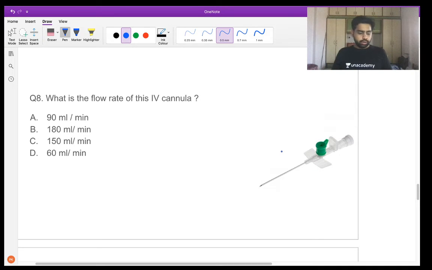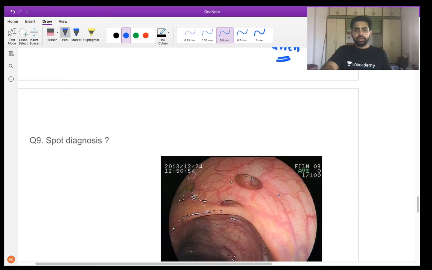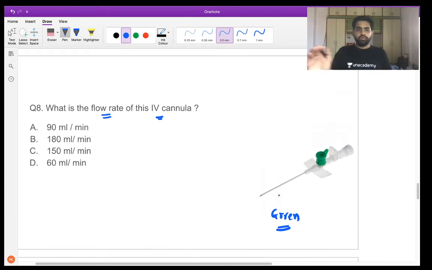Right. Now what is the next question? The next question is, what is the flow rate? This is based on the IV cannula. What I'm trying to ask you is, what is the flow rate of this IV cannula? This is a green cannula which you have. If I want to ask you, what is the flow rate for this IV cannula, can you tell me the answer, guys? I'll just wait for your answers.